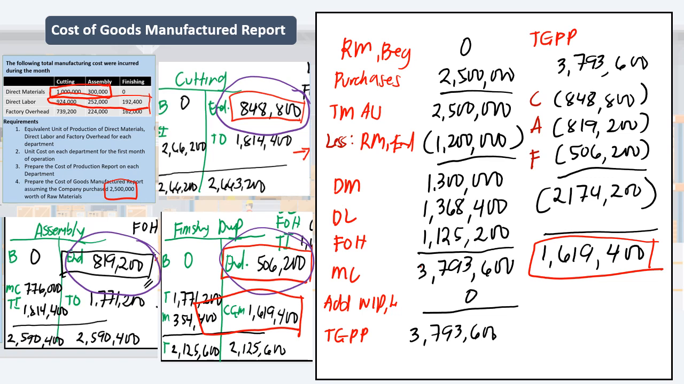That is how simple it is to compute the cost of goods manufactured report in process costing. It is a bit laborious because costs are passed from one department to another, and at the same time we still need to compute the EUP, unlike in job order costing, which has no EUP. So, that's all. For the next video, we will try to discuss the cost of production report because this video is already too long. Thank you for listening and see you on my next video.